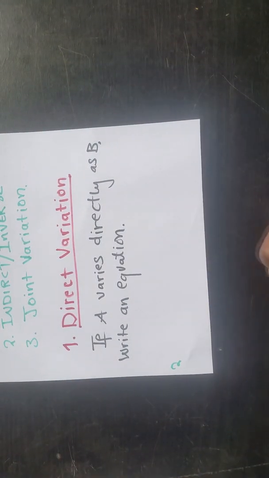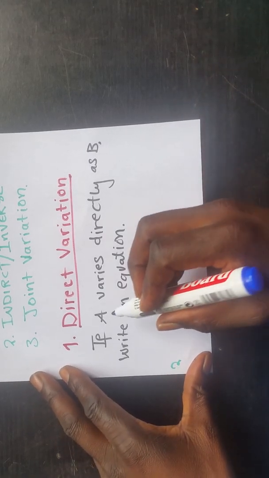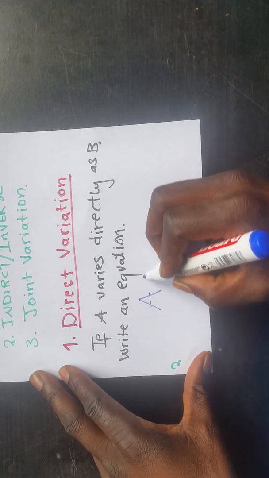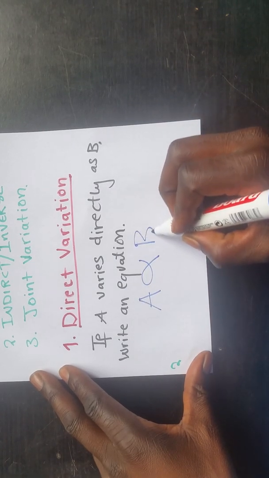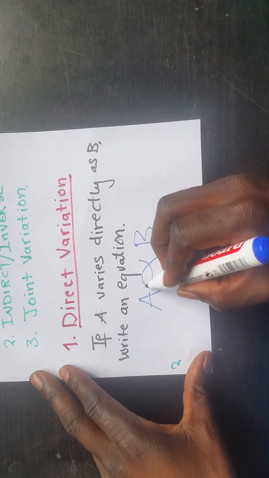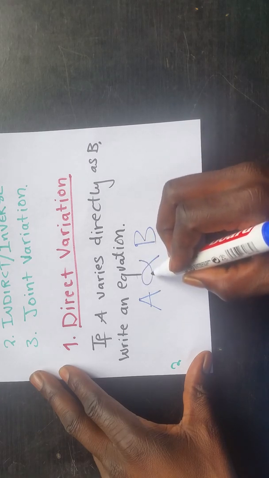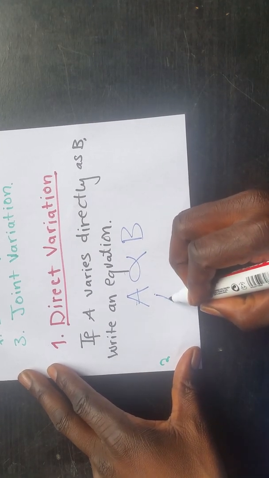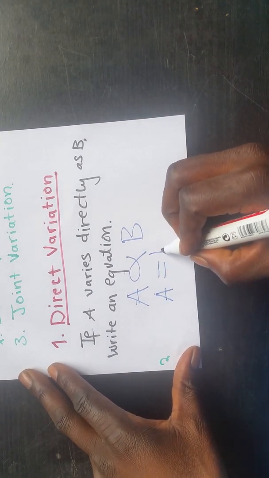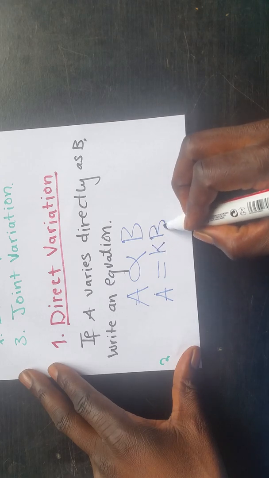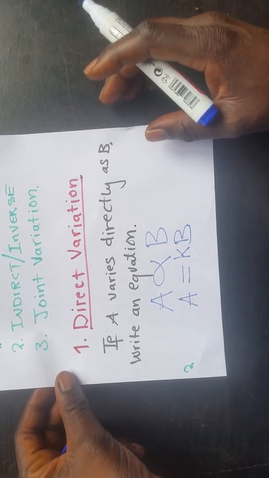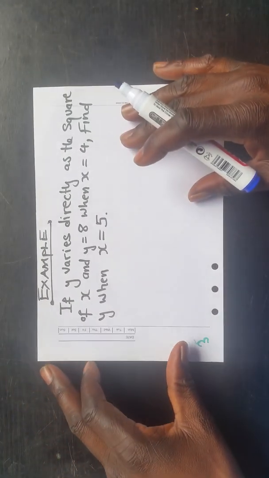If A varies directly as B, write an equation. So we just say A varies directly as B. This is a variation sign. If we remove the variation sign and replace it with an equal to sign so that it becomes an equation, we introduce a constant. We say A is equal to K, representing the constant, times B. So this is how we write direct variation. Let's look at an example.